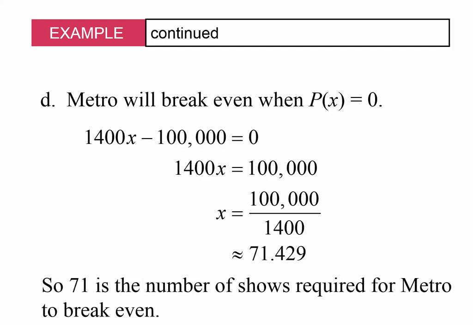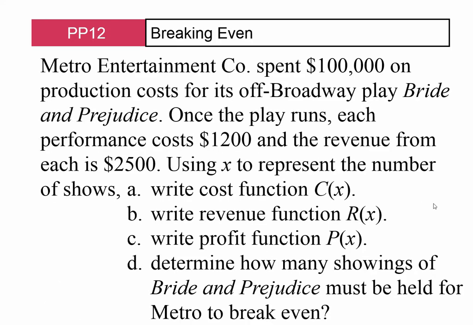So think on that. Okay, so practice problem for you guys. Can you guys do this here from beginning to end? All yours. I'm going to change the numbers just a little bit here. So they still spend $100,000 for practice problem number 12. Each show now costs them $1,200 instead of $1,400, and the revenue is $2,500 instead of $2,400. Can you finish A, B, C, and D?